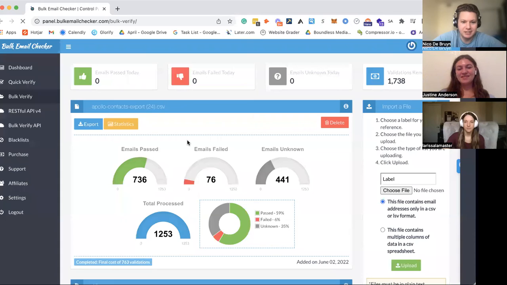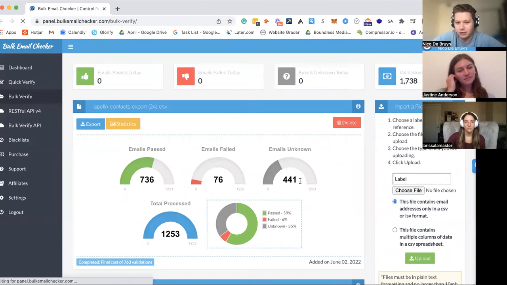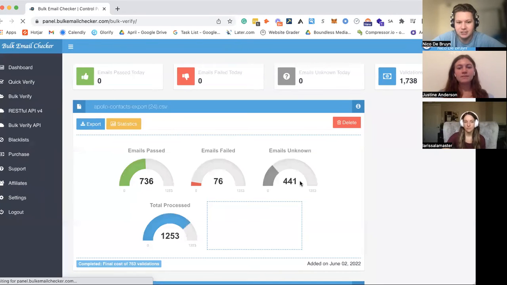It is not. It is not great. It's not bad either. I've seen worse numbers, but if you can see my screen, basically out of the 1,253 people, 736 of those were valid, 76 failed, and then 441 are in that iffy stage. So that's a huge difference, right? We could have been emailing 500 people that could have bounced, or are no longer at the company, all those things. And this is average.